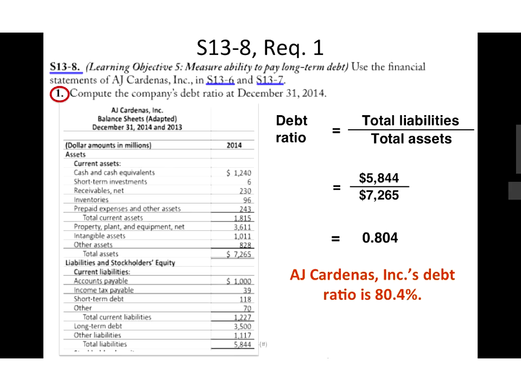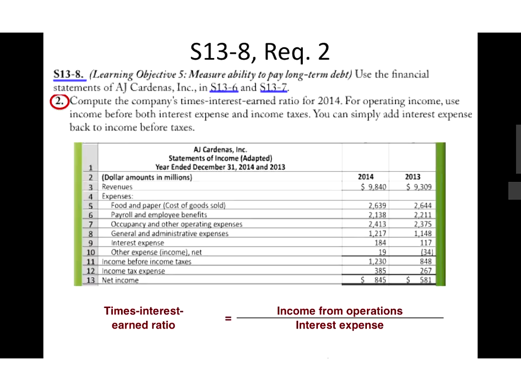So that was requirement 1. We calculated the debt ratio and came up with 80.4%. Requirement 2 is the times interest earned ratio. Times interest earned ratio is going to be our income from operations divided by our interest expense. So to get these numbers, we need to go to the income statement.